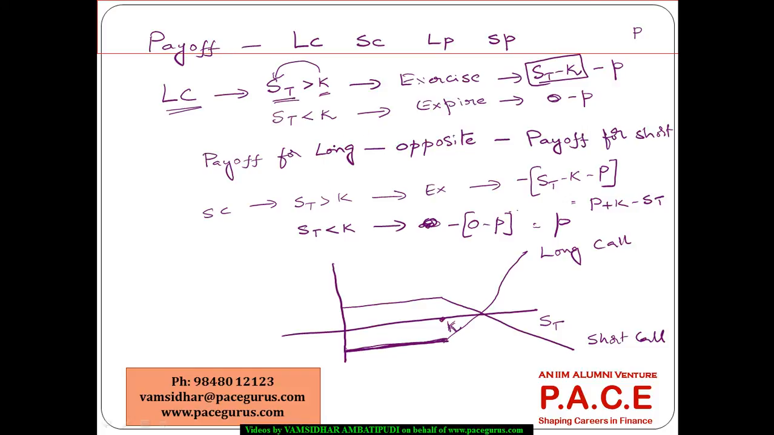Similarly, the same logic I can think of with respect to the long put and the short put. Whenever we are talking about a long put, if the stock price is greater than the strike price, the long in a put has a right to sell it at K. If the market price is greater than the strike price, why will he sell it at K? He will sell it at the market price itself, which means he is going to let the option expire, which means there is no payoff involved in it.